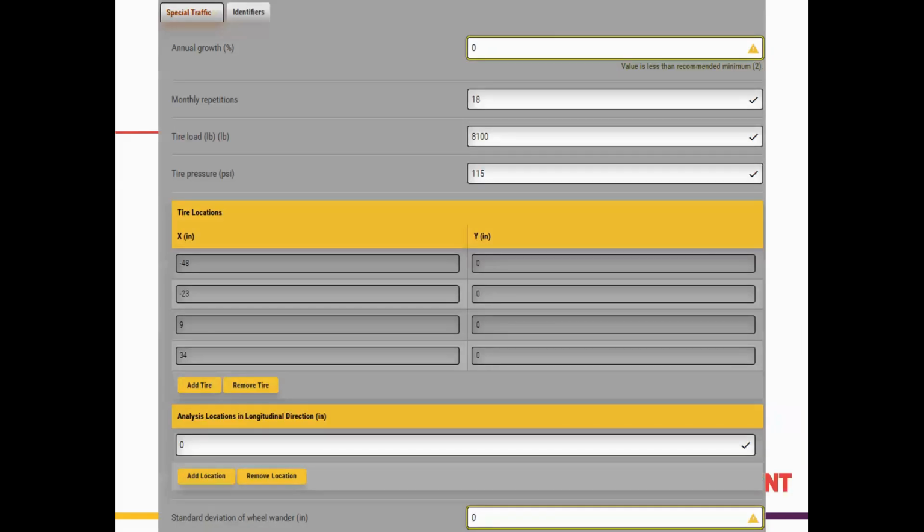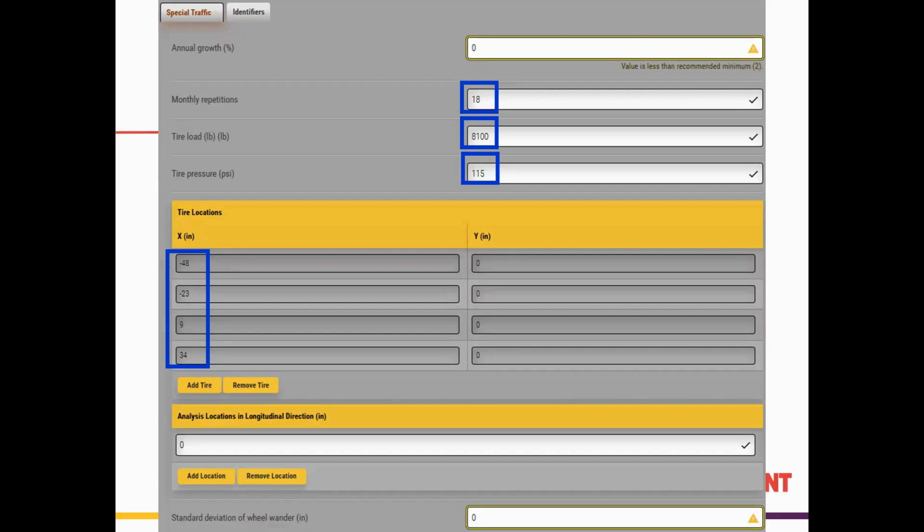And here we are seeing the special traffic module input screen. So our monthly repetitions, 18. Yeah, this is wrong. It should be 8,000. But anyway, close enough. Tire pressure is 115. Now, tire placement. Ideally, you would like to get at least one tire right on the y-axis and maximize the response that you're going to get at that point.